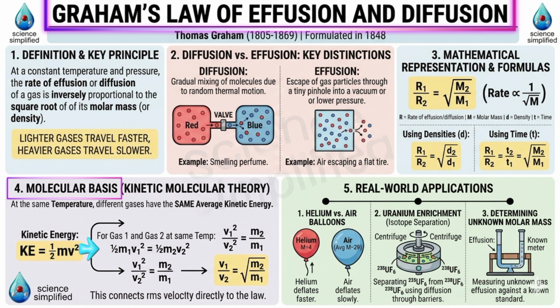When we simplify this equation by removing the 1/2 from both sides, it becomes v1 squared divided by v2 squared equals m2 divided by m1. Taking the square root of both sides gives us the final velocity relationship. v1 divided by v2 equals the square root of m2 divided by m1. This clearly demonstrates that the ratio of molecular velocities is directly connected to the inverse ratio of their molar masses.